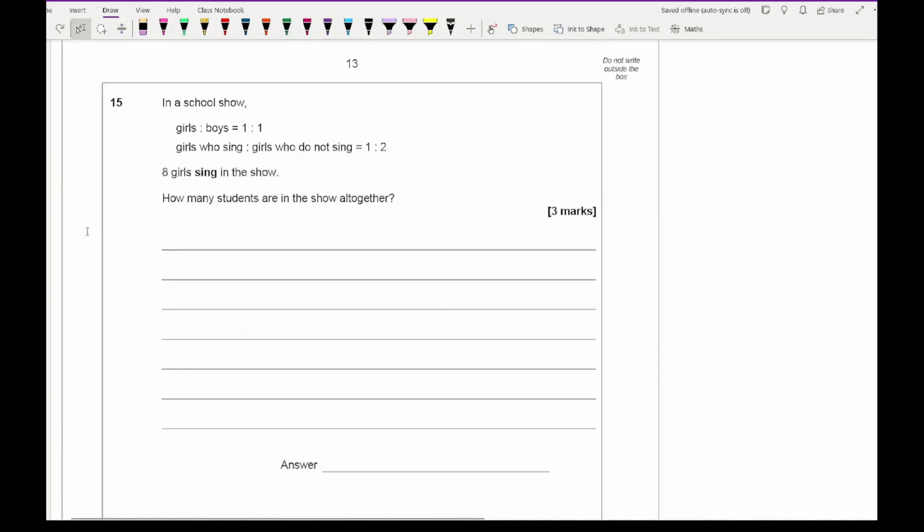For question 15, it says that in a school show, the ratio of girls to boys is 1 to 1. The ratio of girls who sing to girls who do not sing is 1 to 2. 8 girls sing in the show. How many students are in the show together? So for this, what we want to do is we know that 8 of the girls do sing. So that means if 1 part equals 8, 2 parts is going to be 16.